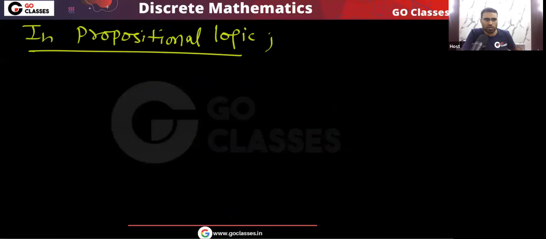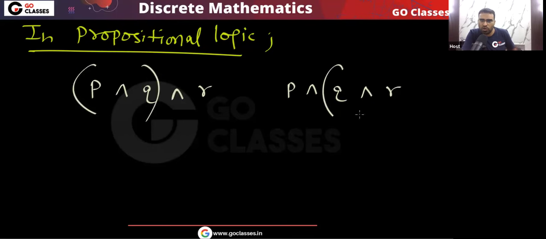In propositional logic. Let's come to the propositional logic world. So in propositional logic, now you tell me. This is very simple. You can check it from the truth table. You can create the truth table for P, Q and R. AND is actually associative. AND, OR both are associative, meaning (P and Q) and R, or if you do it like this, they will give you the same result.